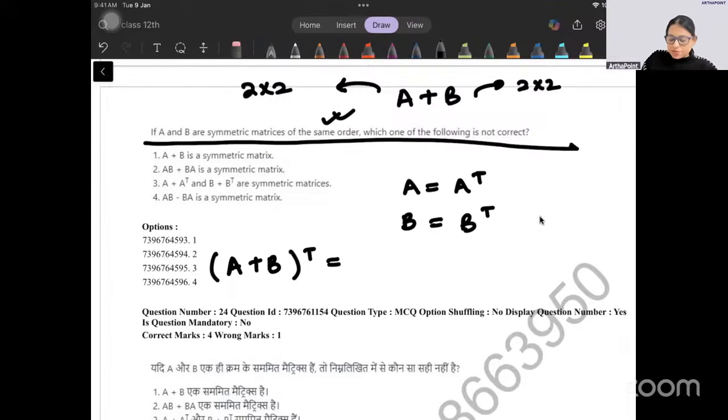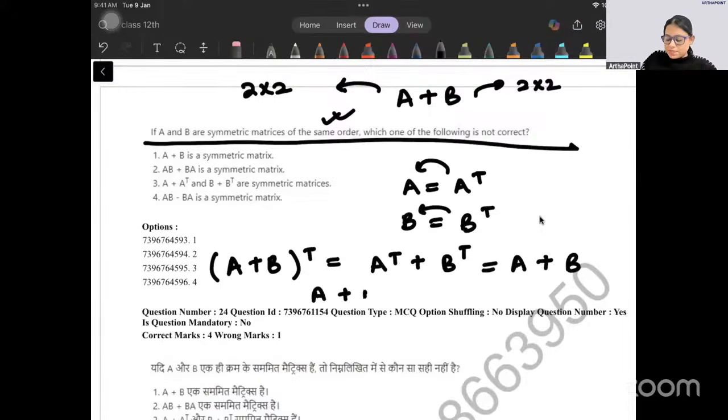A plus B transpose can be written as A transpose plus B transpose. But A transpose is just A and B transpose is just B. So the transpose of A plus B can be written as simply A plus B. So yes, it is symmetric. AB plus BA is a symmetric matrix. What about this statement?